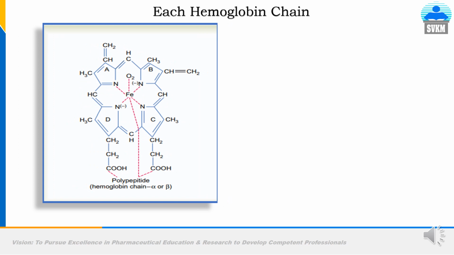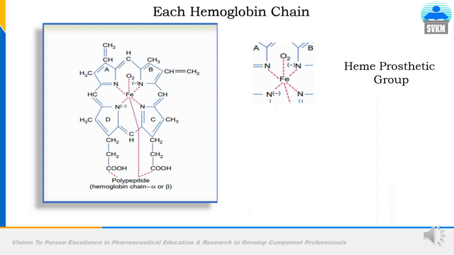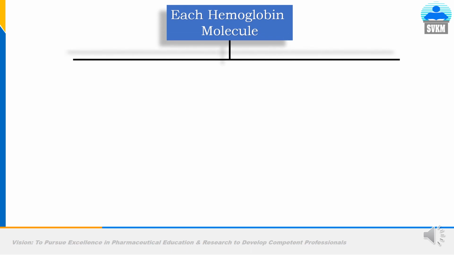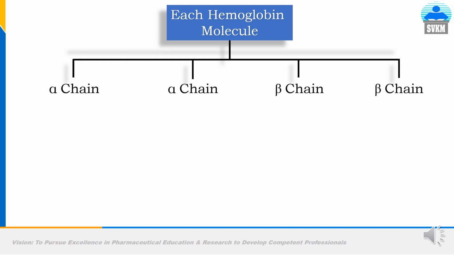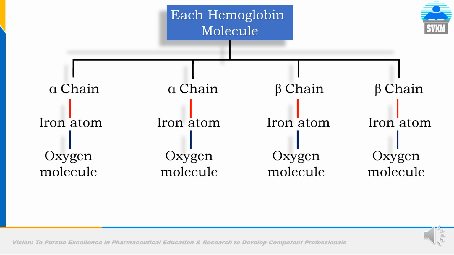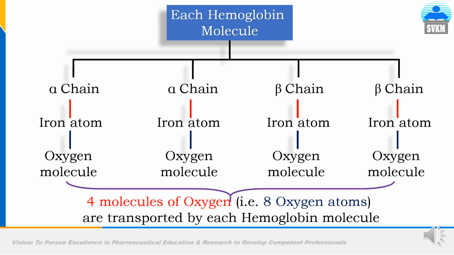Each hemoglobin chain has a heme prosthetic group, which has a free iron atom. Each hemoglobin contains 4 chains, 2 alpha and 2 beta chains, and each chain has 1 iron atom. This binds loosely with 1 molecule of oxygen. Therefore, 4 molecules of oxygen, or 8 oxygen atoms, are transported by each hemoglobin molecule.